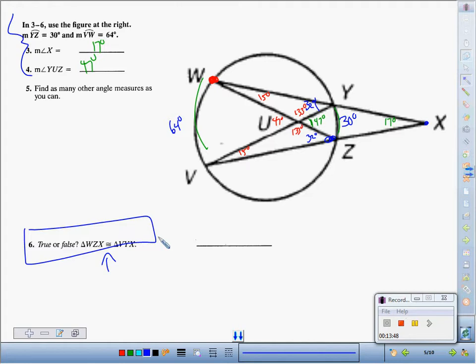And the answer to that question is false. We cannot prove those 2 triangles congruent. The question is why? How do we know that there's not enough information to prove those 2 triangles congruent?